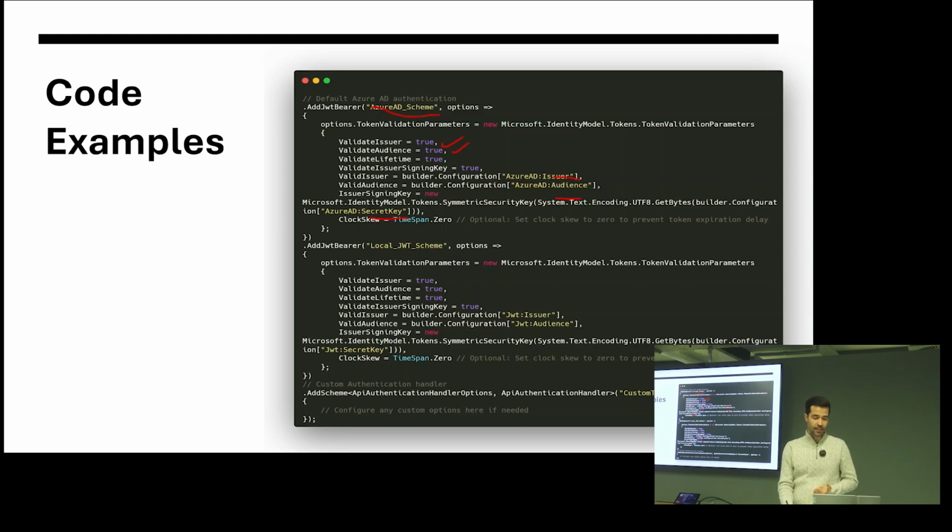And then in this case, it's optional, but I'm not going to tolerate any delay after the token has expired. I'm not going to tolerate any expiration time delay. That's why I have set the clock skew to TimeSpan zero. So it means that as soon as the token is invalid, I'm going to expire it.